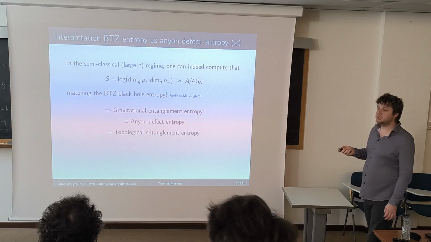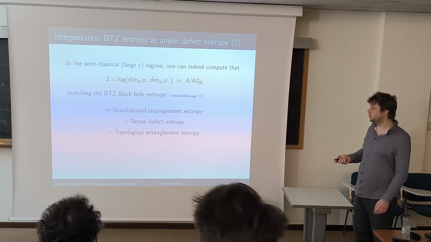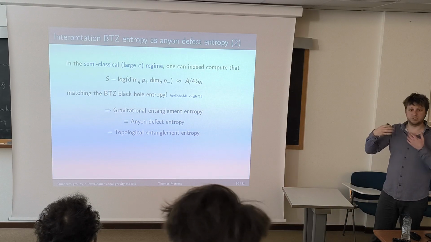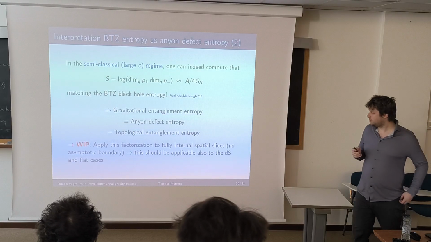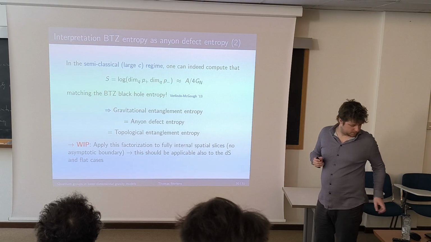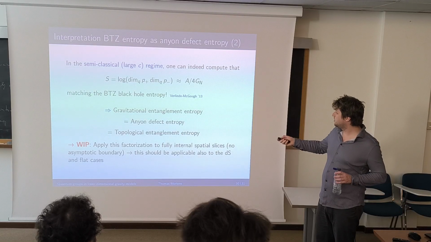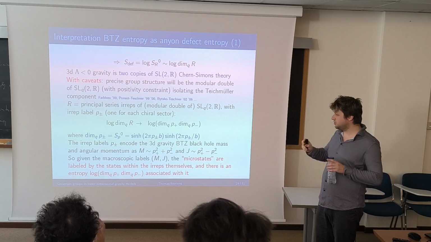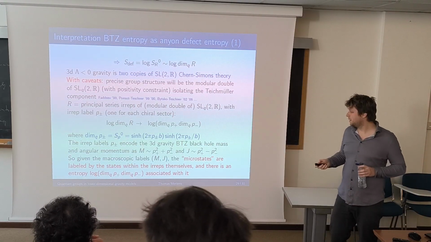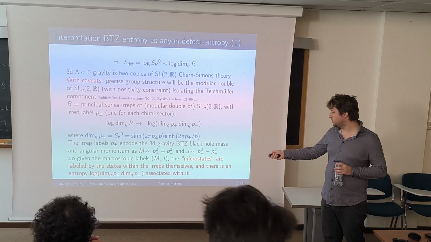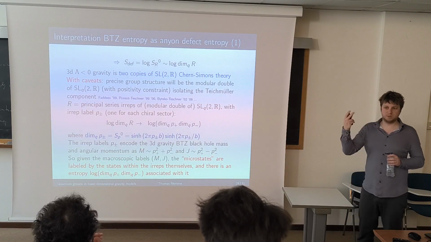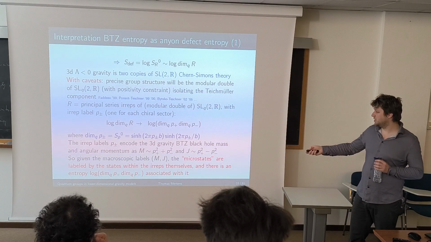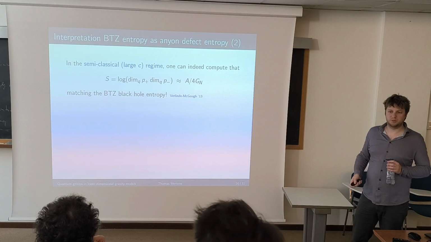So if you want, you can say that the gravitational entanglement entropy, the BTZ black hole entropy, can be interpreted as an anyon defect entropy or as a topological entanglement entropy. And that's what this way of factorizing Chern-Simons theory has done for you. Sorry, this dependence on the representation has disappeared? No, it hasn't. I skipped through this, but the choice of representation: I need to pick two representations because I have two chiral sectors, and this choice is one-to-one with the mass and the angular momentum of the BTZ black hole. So I give you the mass and the angular momentum, that's equivalent to giving you these representations, and giving the mass and the angular momentum gives you the area, just using the classical formula.